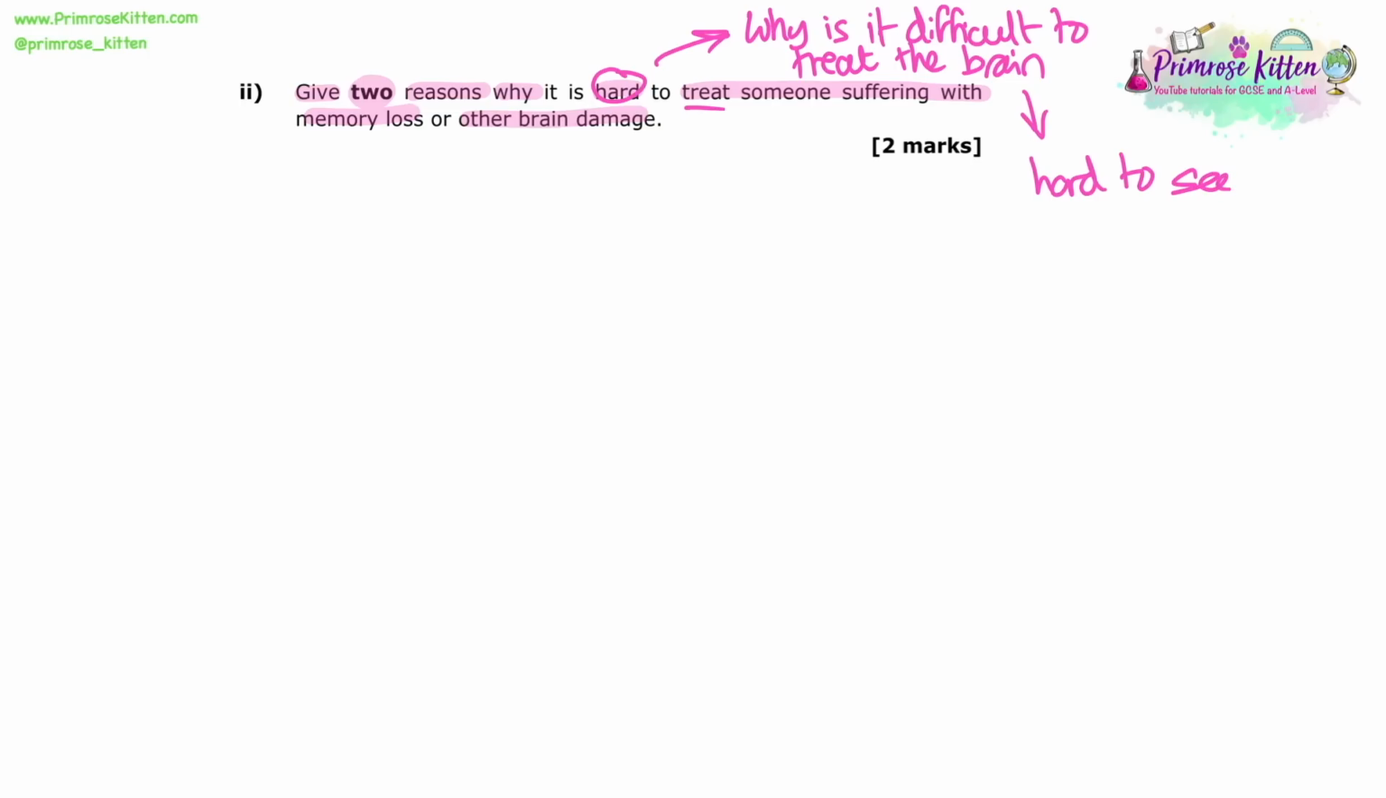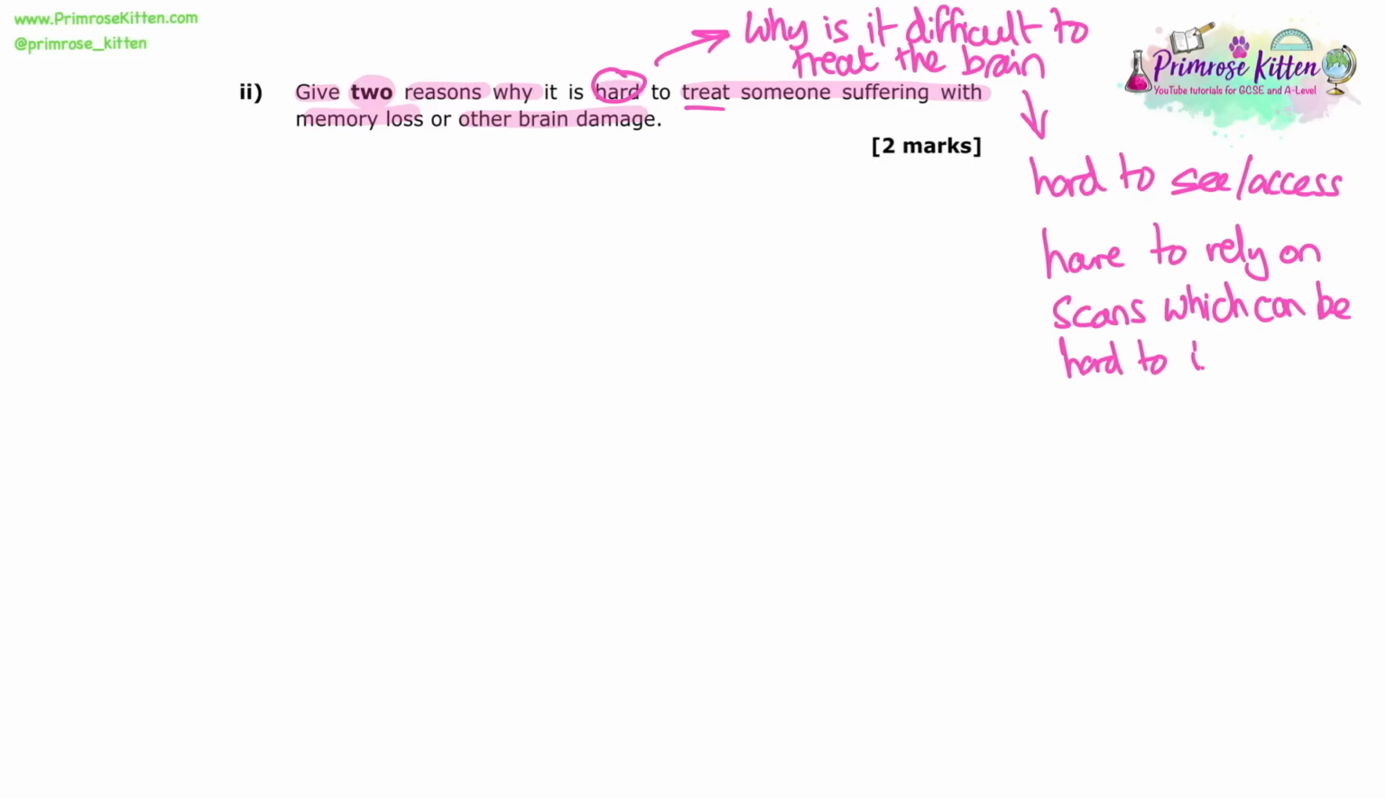But obviously with the brain, all of this is so much harder because it's hard to see, it's hard to access. You don't want to have to cut someone's head open if you really don't have to, or you don't know what you're looking for or where you're going, where you need to access it. It's hard to rely on the scans. We only have MRI scans to try and see what's happening inside the brain. It's really hard to interpret those. They're not always really clear.